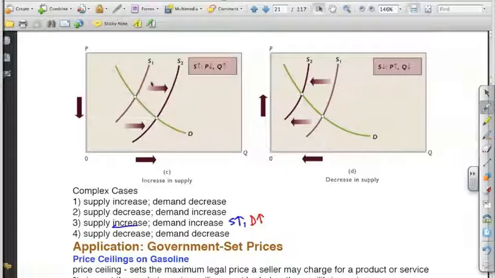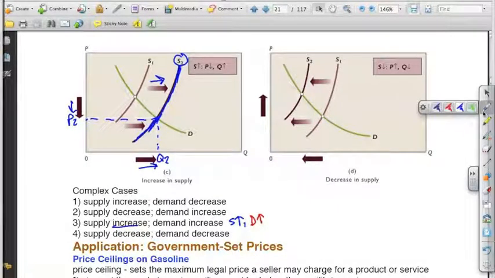If we have a supply increase, move over here to S2. This is our new supply curve. Q2, we've had this increase in quantity. P2, we've had this decrease in price. But now, we have an increase in demand. And how do we show an increase in demand? By movement up and to the right. We shift it to the right.